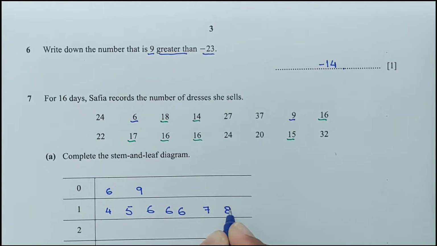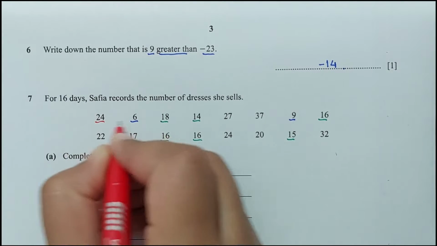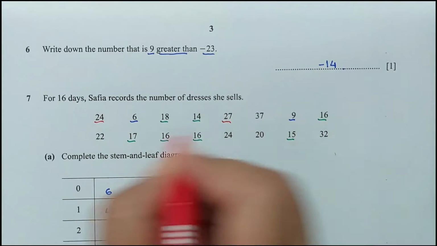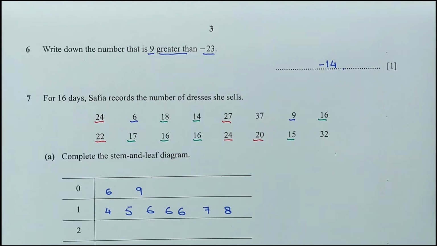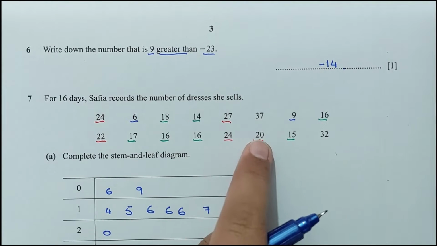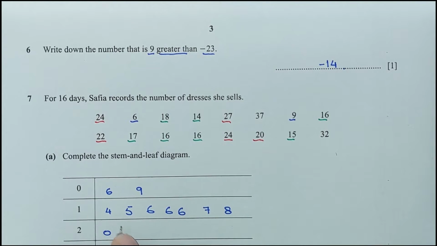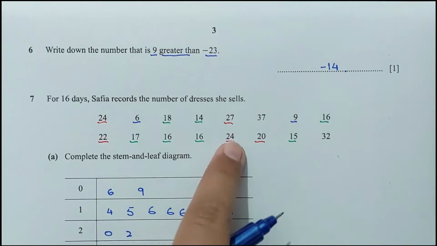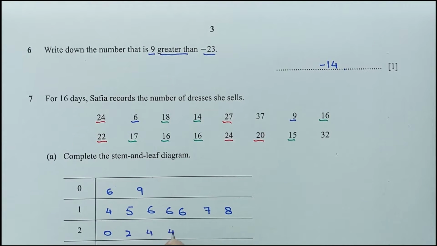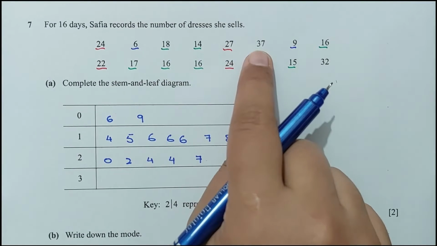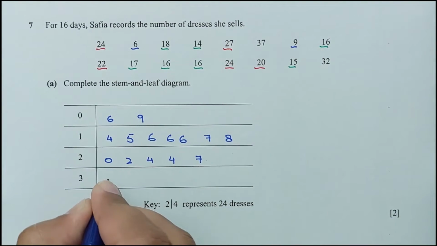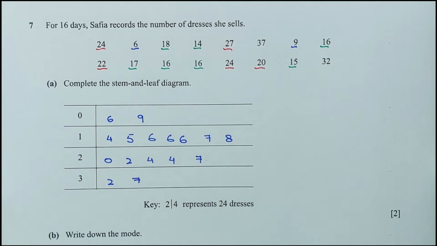The next one is with 2: 24, 27, 22, 24, and 20. So the smallest is 20, and then 22, 24, 24, and the highest is 27. And for 3, we have 37 and 32, so 2 and 7.